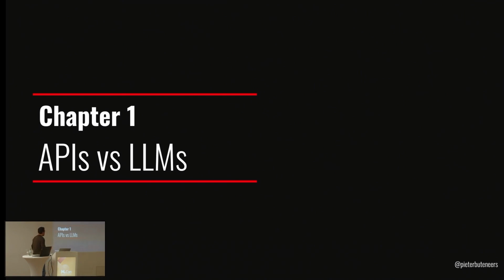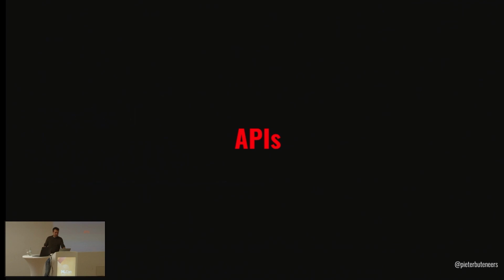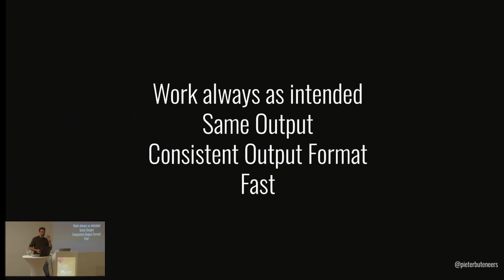So let's make the difference between APIs and LLMs. APIs always work as intended, right? At least good APIs. You always get the same output. And the output format that you get is very consistent. It's always the same unless they do a version upgrade or something, but usually they don't randomly change that. And a good API is fast, right?